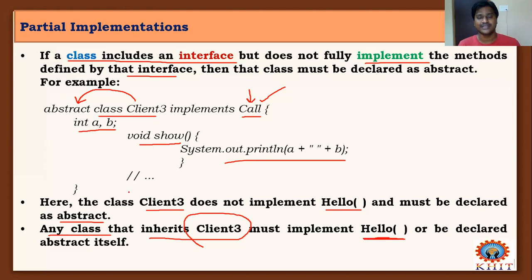Because this client3 is a subclass of this interface. Then whatever other classes extend or inherit this client3, those classes must implement this hello method in their scopes. So this is a very important condition. Otherwise, if those subclasses are not interested in implementing the methods of the interface, they can simply be declared as abstract classes. It may be declared abstract itself. Then there is no need to implement those methods, right?